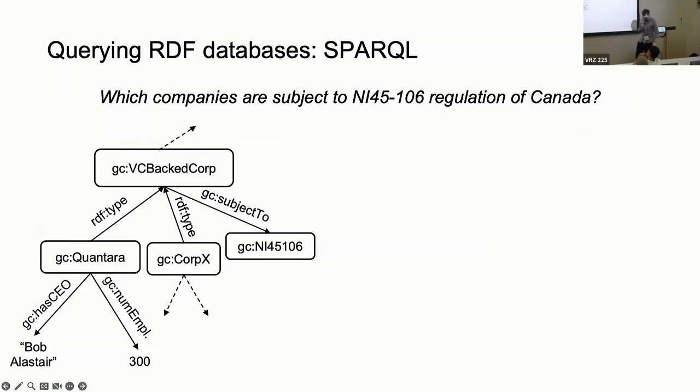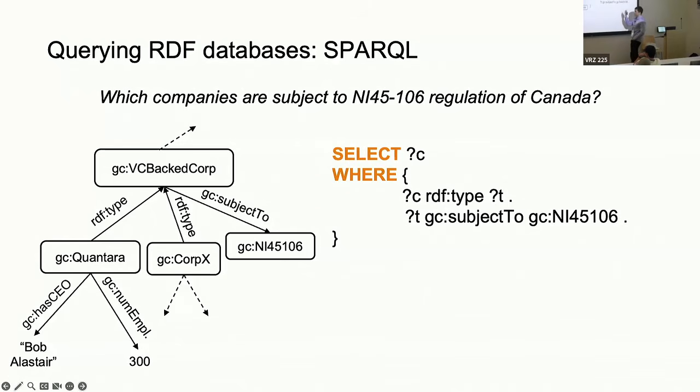So let's come to this question: which companies are subject to NI 45-106? The query language of RDF is called SPARQL. It's another SQL-like language. Having taught databases for 10 years, every high-level query language looks and smells like SQL, for very good reasons, by the way. You even have the same clause names. But the way you do joins is different in these languages.